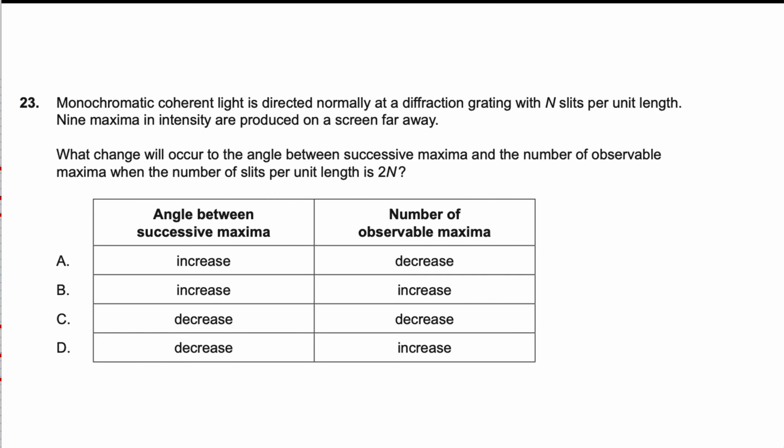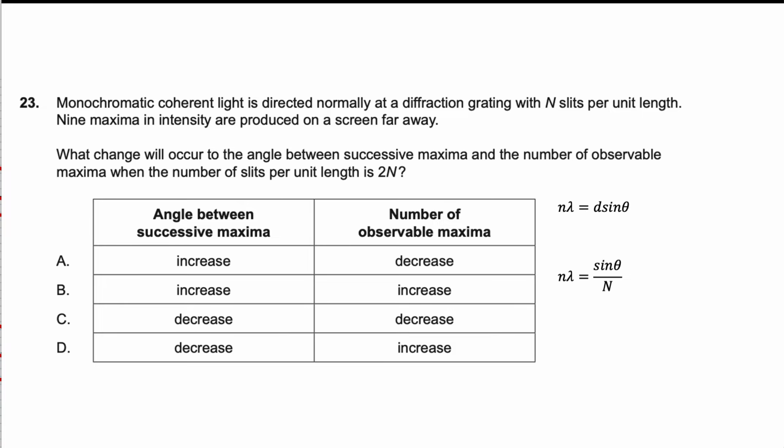Okay, so for this one, we're looking at diffraction gratings, so we're going to pull up our formula n lambda equals d sine theta. Lambda is staying the same here, and we are changing the d here. And we're trying to see what happens effectively to n and also to theta.